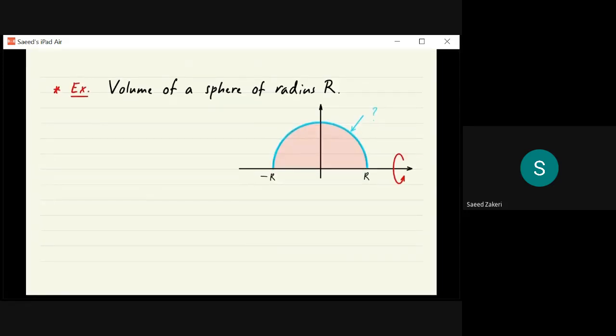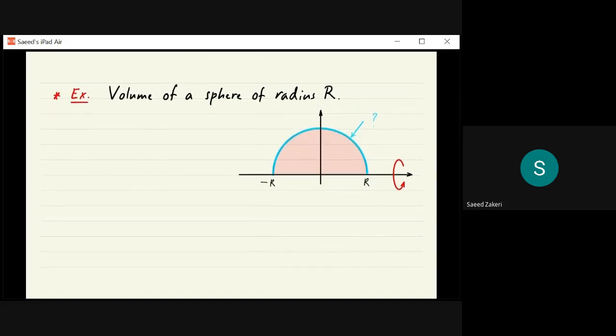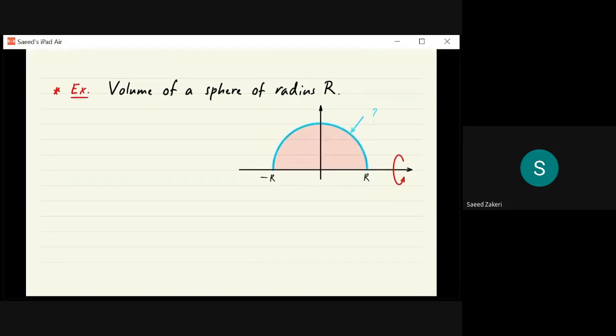As the last example, let me show you how to compute the volume of a sphere of radius r. You may have seen the formula for the volume of a sphere of some radius, but maybe this is the first time you actually see why that formula is correct. So I'm going to derive that formula for you, noting that the sphere of radius r can be thought of as a solid of revolution.